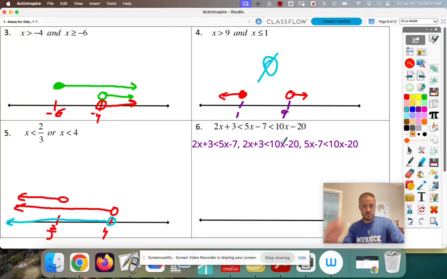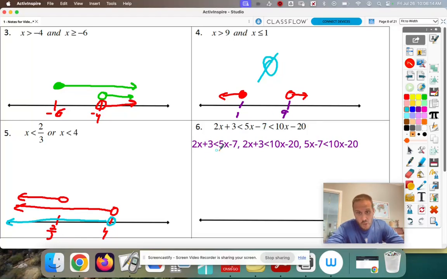Okay. This is a tricky example because this needs to be true. This needs to be smaller than that, which also needs to be smaller than that. And so we actually get these three statements where these first two need to be related. 2x plus 3 needs to be less than 5x minus 7. 2x plus 3 needs to also be less than the biggest, 10x minus 20. And 5x minus 7 needs to be less than 10x minus 20.